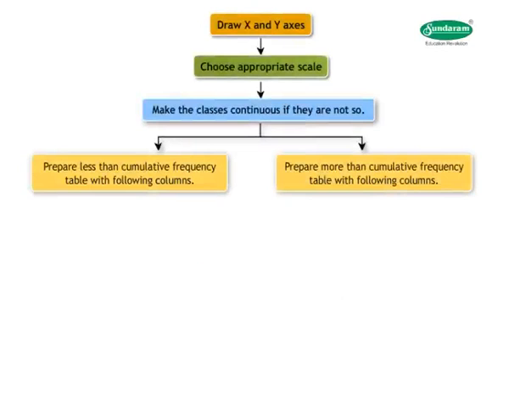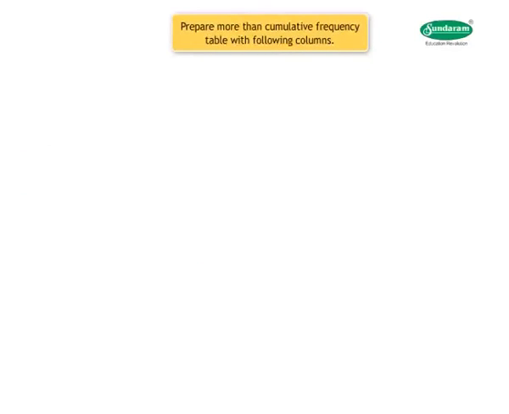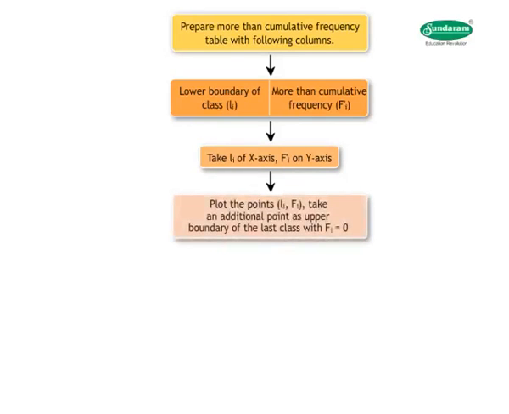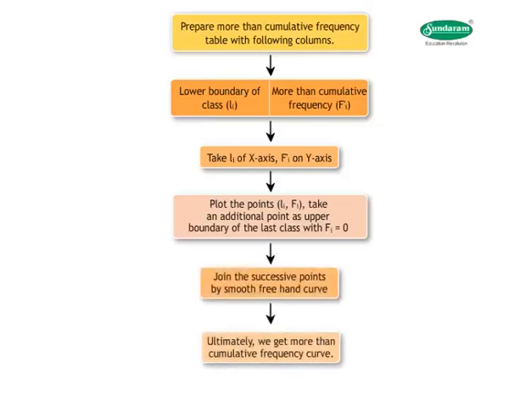We get the less than cumulative frequency curve. Then make the classes continuous if they are not so. Then prepare the more than type cumulative frequency table with the following columns: lower boundary of class L1, more than cumulative frequency F1. Then take L1 on x-axis and F1 on y-axis. Then plot the points L1, F1. Take an additional point as the upper boundary of the last class with F1 equal to 0. Then join the successive points by a smooth freehand curve. We get the more than cumulative frequency curve.